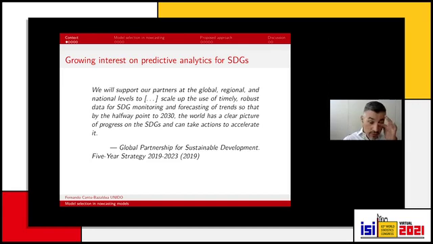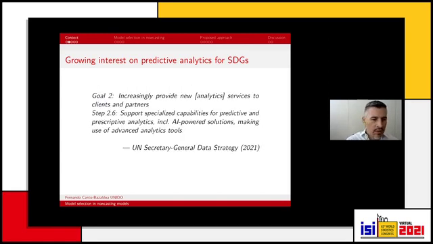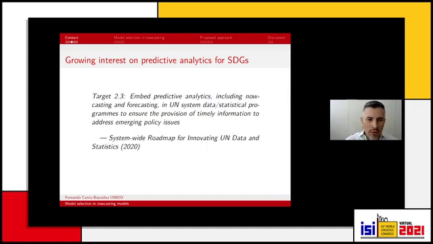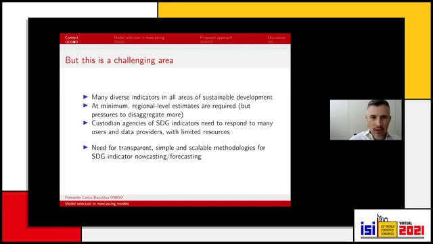So here I have some quotes from the Global Partnership for Sustainable Development Data, which is one of the main partners for the Data for Now initiative. But this is also mentioned, for example, in the Secretary-General's data strategy that was released in 2020, last year. And also in the system-wide roadmap for innovating UN data and statistics, which very explicitly mentions the issue of nowcasting. So it's great, there's a lot of interest in this.